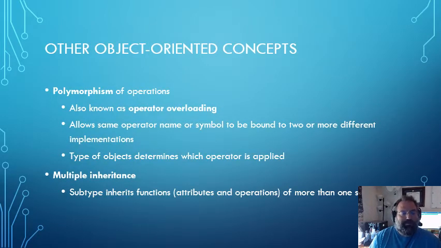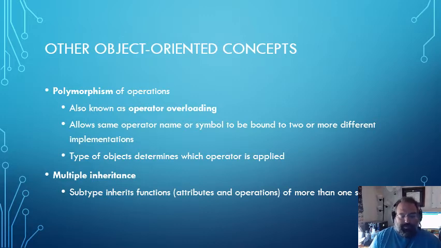Polymorphism of operations is also known as operator overloading. The idea is that one method may do different things depending upon what it's associated with. It allows some operator name or symbol to be bound to two or more different implementations. The types of objects determine which operator is being applied.